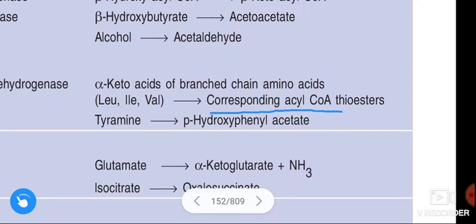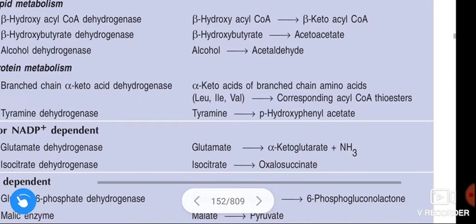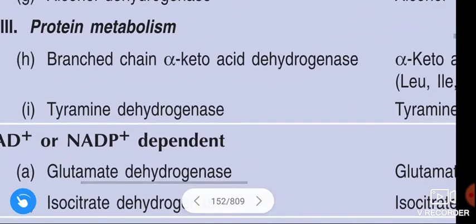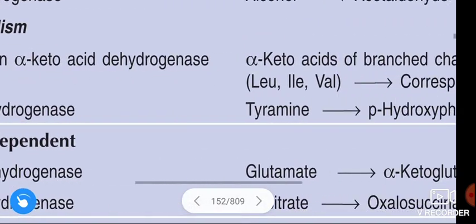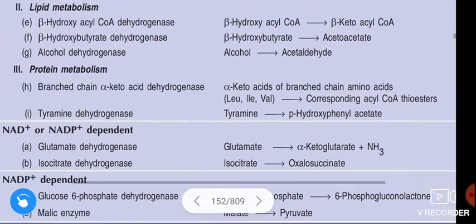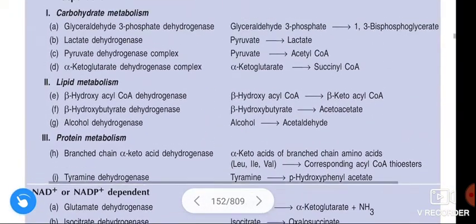corresponding acyl-CoA thioesters. And the next dehydrogenase that depends on NAD+ is tyramine dehydrogenase. This tyramine dehydrogenase helps in conversion of tyramine to para-hydroxyphenyl acetate. These are the enzymes that depend on NAD+.